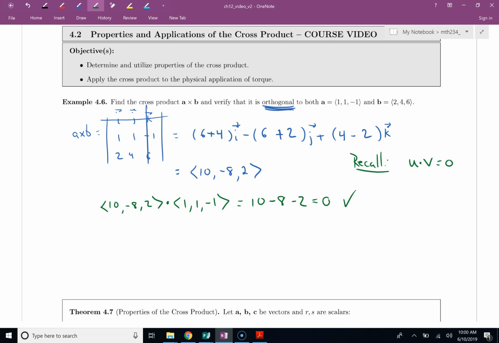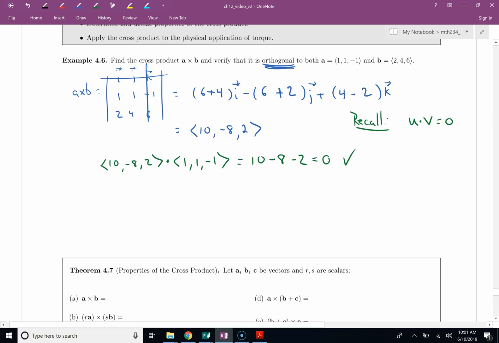All right, how about A cross B and B? So, okay, 10, negative 8, and 2, and let's dot product that with 2, 4, 6. So 10 times 2 would be 20, negative 8 times 4 would be negative 32, 2 times 6 is going to be 12, and so when you add those all together, let's do the positives, 20 plus 12, that would be 32, and we're subtracting away 32, perfect. So yes, this also gives 0, so they are orthogonal.